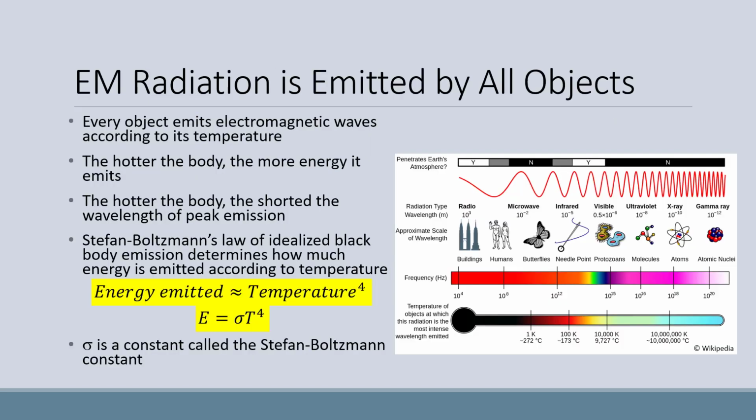EM radiation is actually emitted by all objects, and the EM waves emitted depend on an object's temperature. The hotter the body, the more energy it emits. Also, the hotter the body, the shorter the wavelength of peak emission. The Stefan-Boltzmann law of idealized blackbody emission determines how much energy is emitted according to temperature.